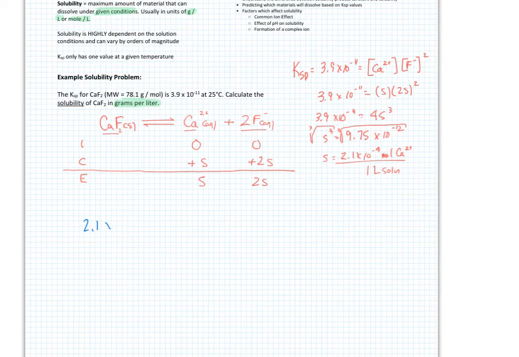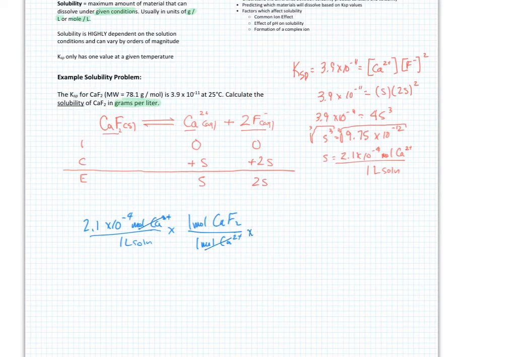2.1 times 10 to the minus 4 moles Ca2+ per liter, 1 liter of solution, times 1 mole CaF2 for every 1 mole Ca2+. That's from the balanced equation, right? We've got 1 mole of calcium fluoride for every 1 mole of Ca2+. I'm going to cross these units out.